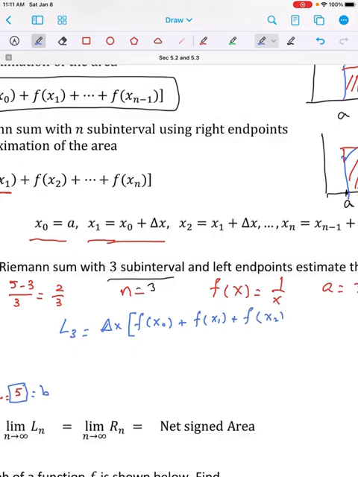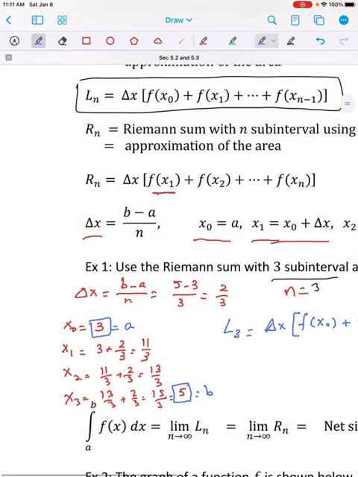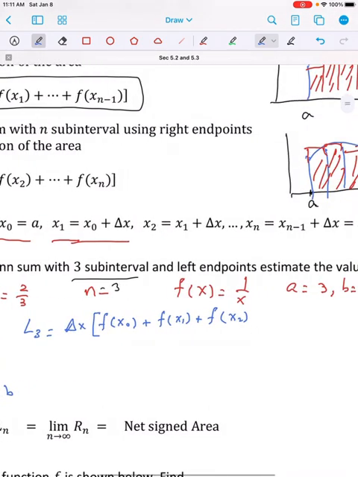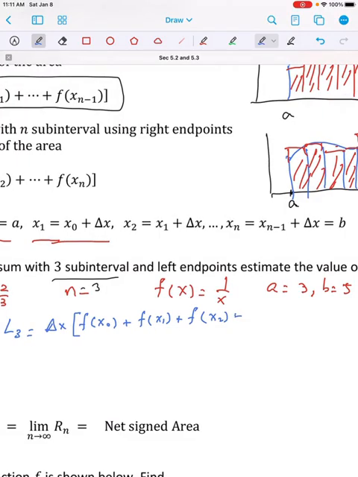Although we have one more tick mark, x sub 3, we are not going to use that, because if I put f of x3 here, then I'm adding 4 terms, and 4 terms means I'm using 4 rectangles, which is not what is required, because there is no 4th rectangle here. There are only supposed to be 3 rectangles. So we have to stop before f of x sub 3, and that's what it meant when we said x of n minus 1, that is 1 less than the last. So n is 3, so the n minus 1 will be 2.